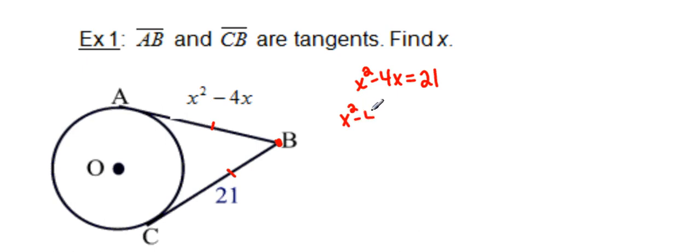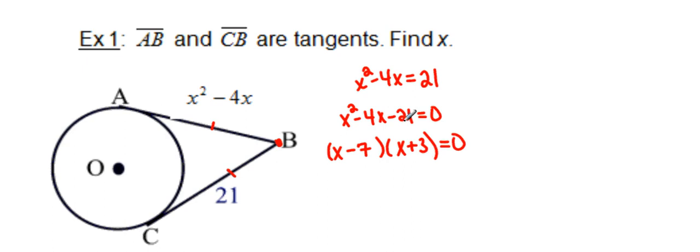So I'm going to solve this by factoring. I'm going to subtract 21 from both sides. I need two numbers that multiply to be negative 21 and add to be negative 4. So I'm liking minus 7 and positive 3. A negative 7 times a positive 3 is a negative 21. Negative 7 plus a positive 3 is a negative 4. So we find that the two possible values for x are either 7 or negative 3.